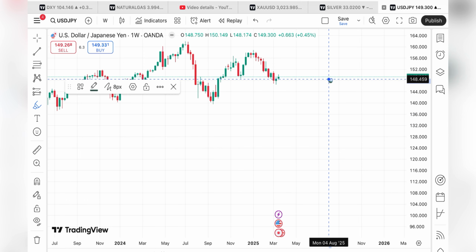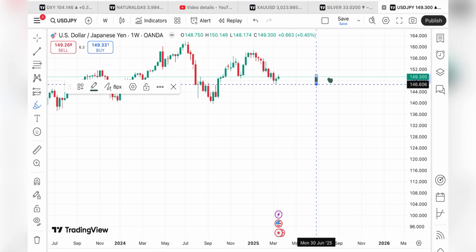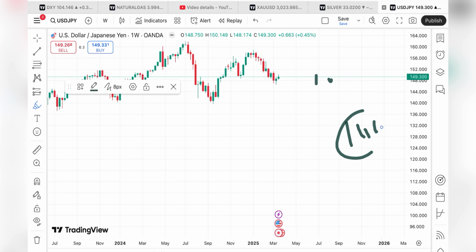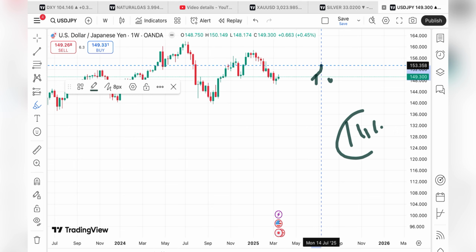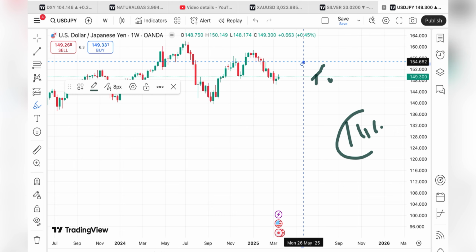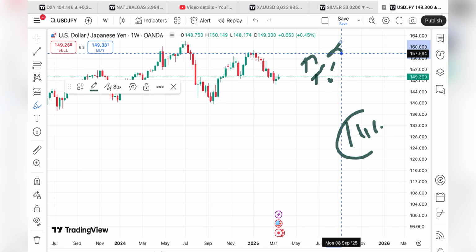So if the price started falling below 148, we will see that the price can move below a level of 146. But if the price sustain above this level, chances are high it will cross a level of 151 also, then to a level of 153.3. This is the level, and once started moving over this level, of further upside we can see.